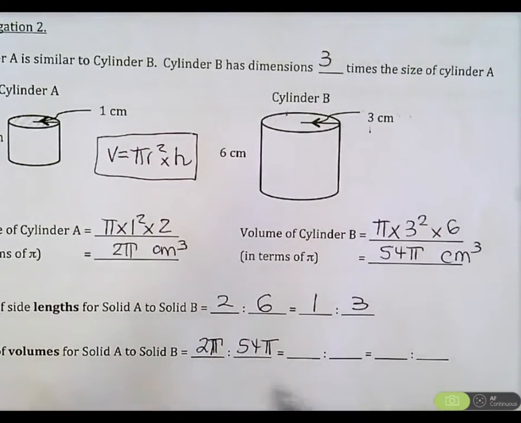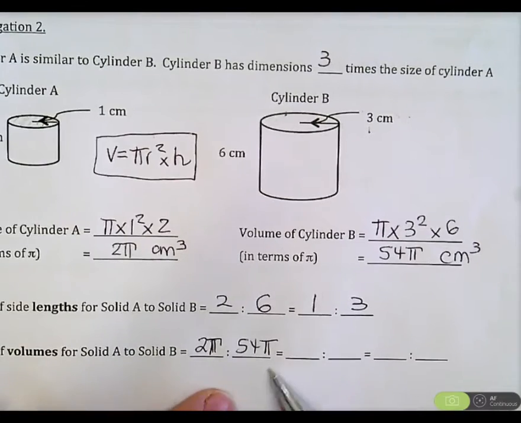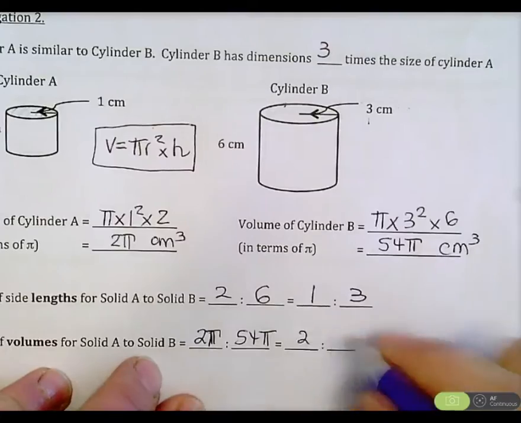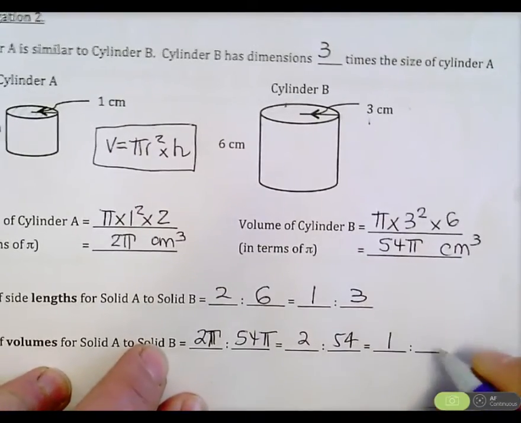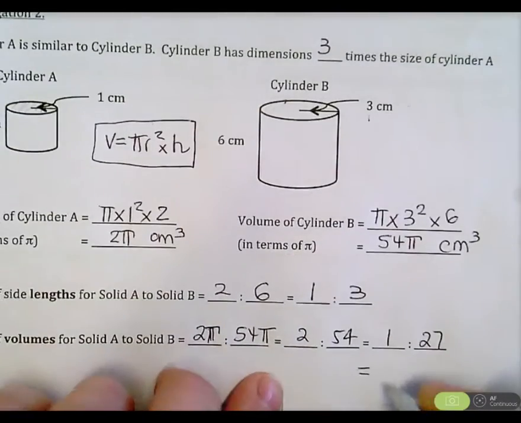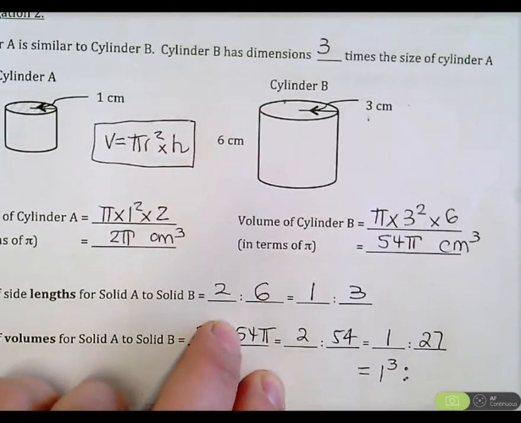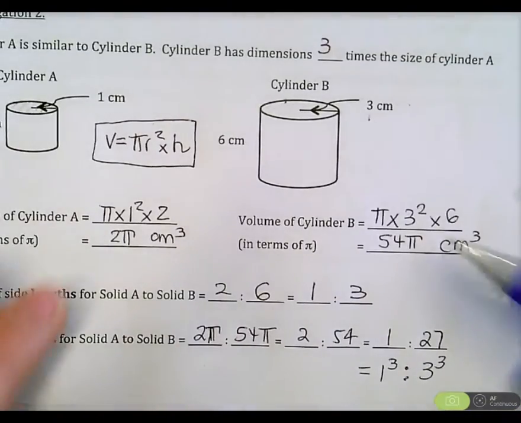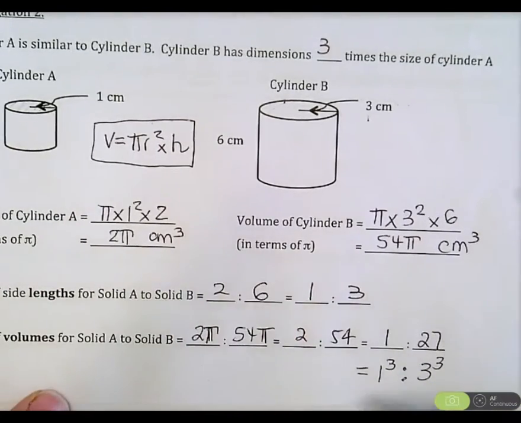What can you divide? You can divide them both by pi and get 2 to 54. But what can you divide both those by again? You can divide them both by 2, which is 1 is to 27. And now 1 is 1 cubed and 27 happens to be 3 cubed. Notice that if the ratio of the side lengths is 1 to 3, the ratio of the volumes is 1 cubed to 3 cubed. Is it making sense?